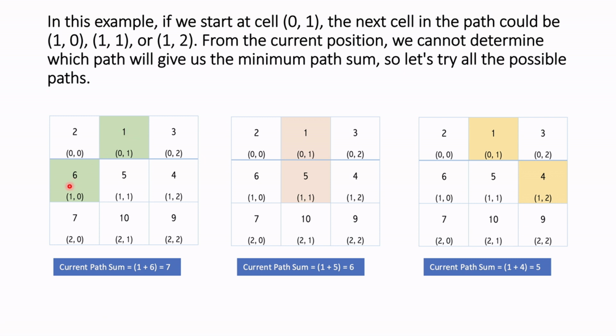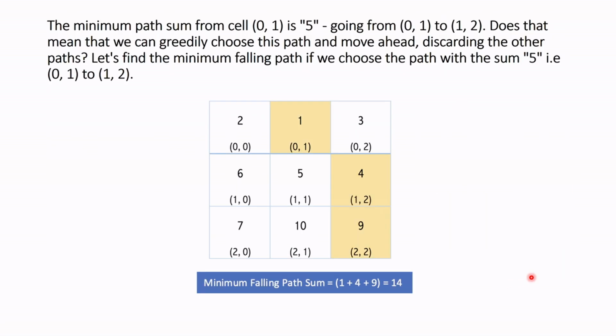1 plus 6, what do we have? 7 here. If we calculate this one, 1 plus 6 is 7, and 1 plus 4 is 5 here, right? So here 7, 6, or 5, total. As you can see, this path is giving the minimum, 1 plus 4. So the minimum path from this cell is 5. So going from 1, 0 to 1, 2, we have 5.